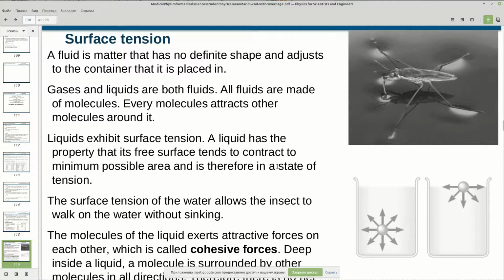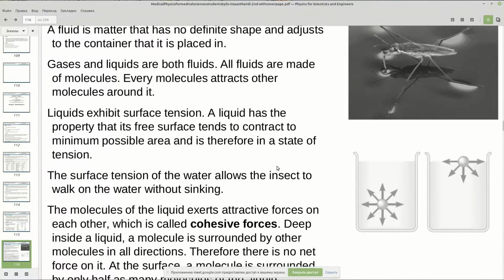Surface tension. A fluid is matter that has no definite shape and adjusts to the container it is placed in. Gases and liquids are both fluids. All fluids are made of molecules. Every molecule attracts other molecules around it. Liquids exhibit surface tension. A liquid has the property that its free surface tends to contract to the minimum possible area and is therefore in a state of tension.